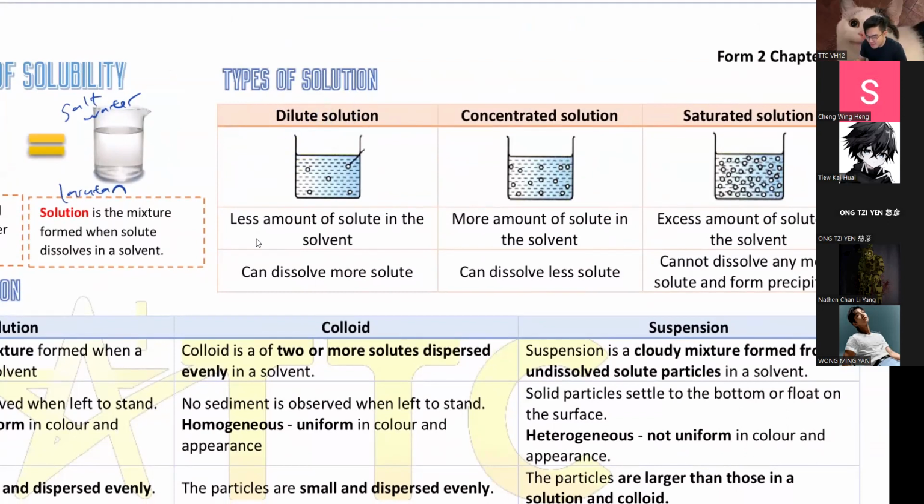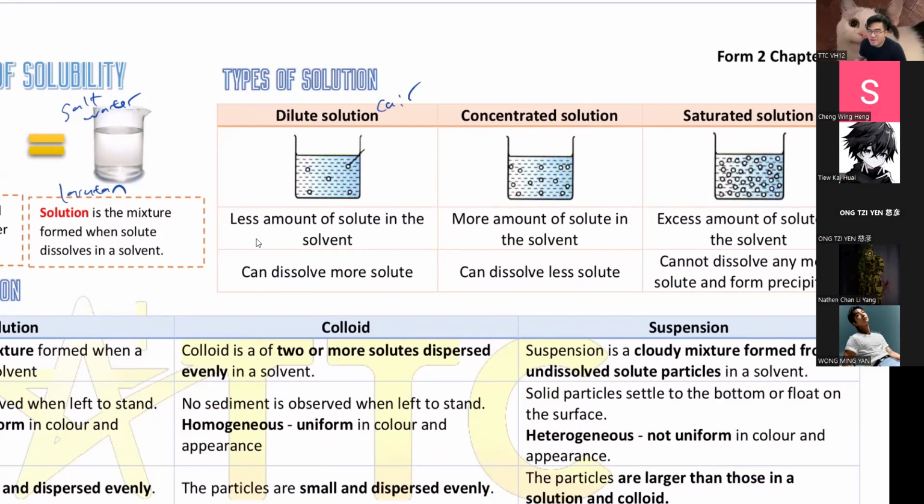They put very little powder, so less amount of solid. You see, there's only very little salt. It's very not salty. It's very watery, right? So you can dissolve more solid. So dilute lah. This is called cair. Okay, cair. Next, what is concentrated?